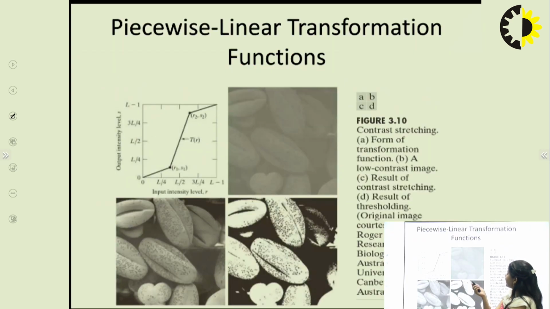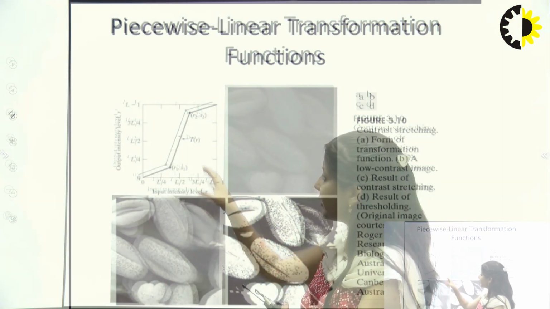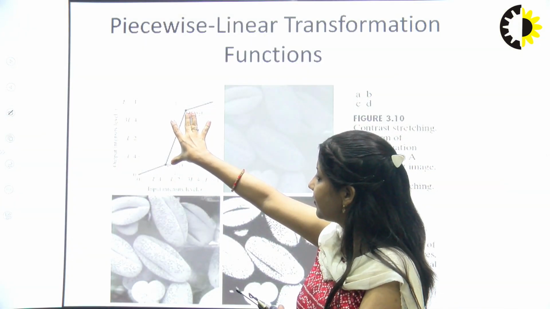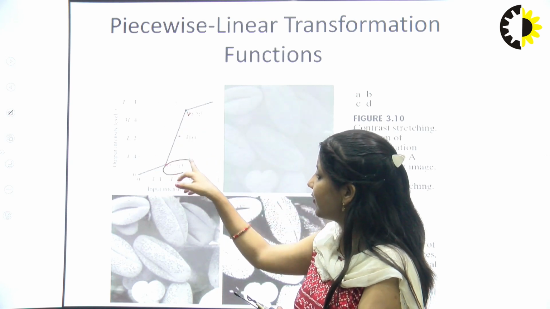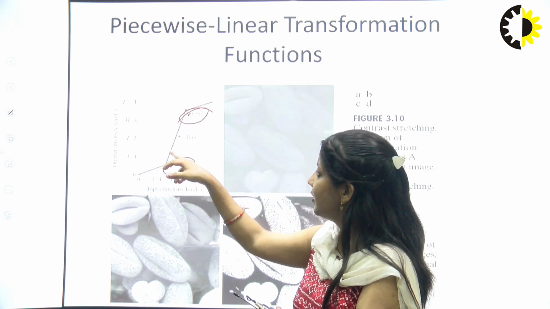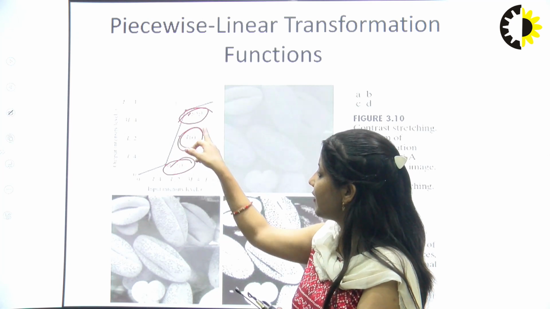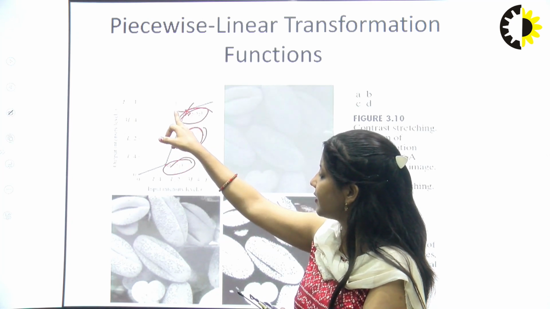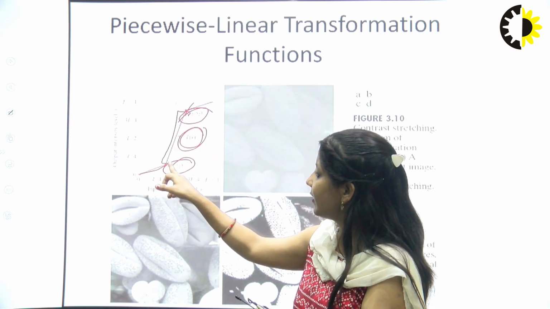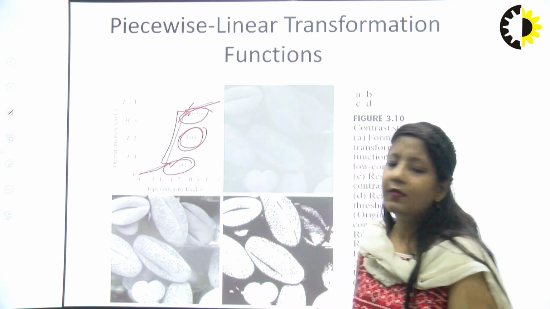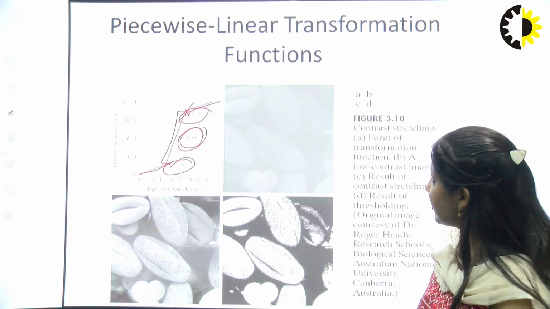These are different examples, like the piecewise linear transformation function. Here we have the input image, and we only want contrast stretching in this area. So we have R1, S1 and R2, S2. This transformation we apply only in this region, and the rest will remain constant. So this is a contrast stretching example.